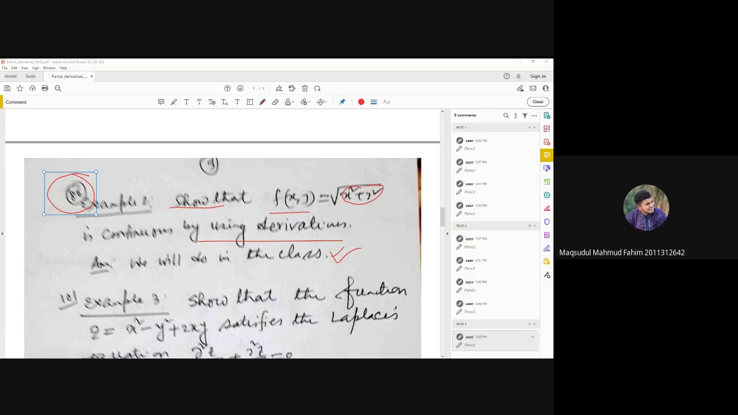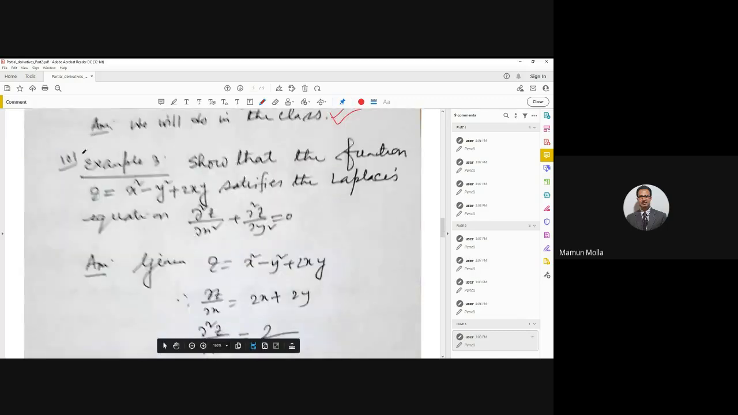Yes sir, done. Good, very good. There is no reason it wouldn't be, it must definitely work. Now another problem, number 101. Show that the function z equals x square minus y square plus 2xy satisfies the Laplace's equation.